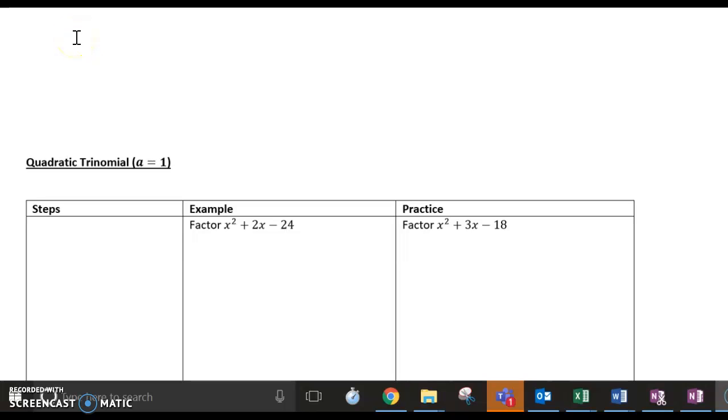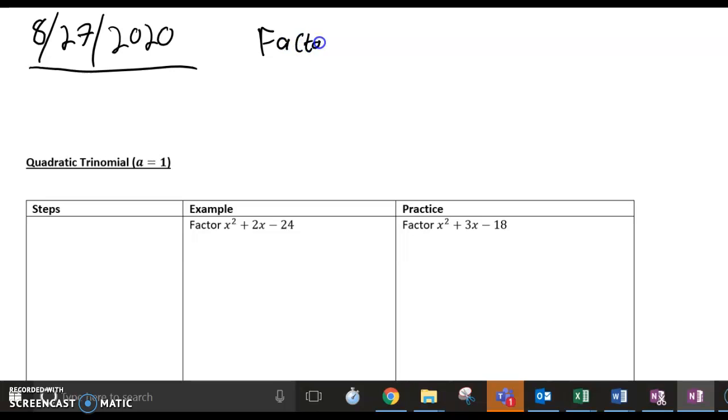All right, welcome everyone to our first math lesson of Algebra 2. Today is Thursday, August 27th, 2020. On top of your notebooks, we're just going to go ahead and write the date. We'll do this every day. And then we're going to write our topic for the day, which is factoring, where A equals 1 and A does not equal 1.